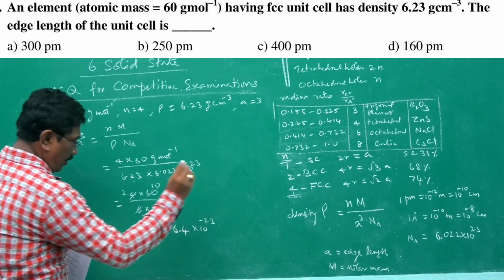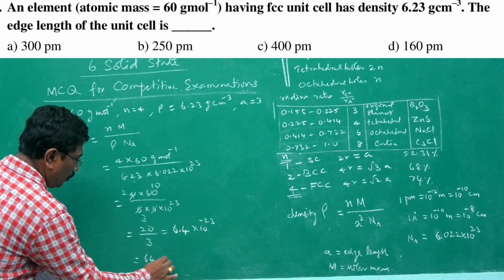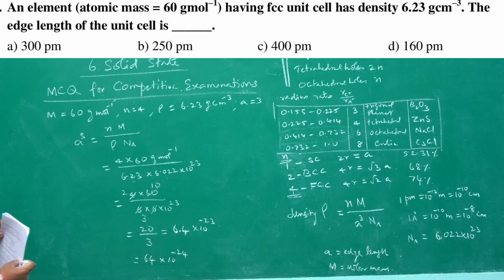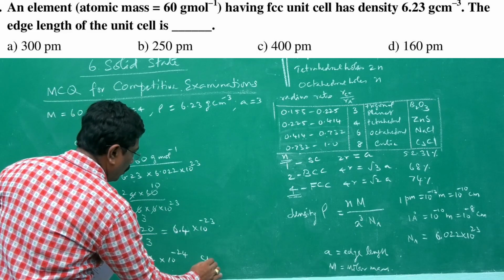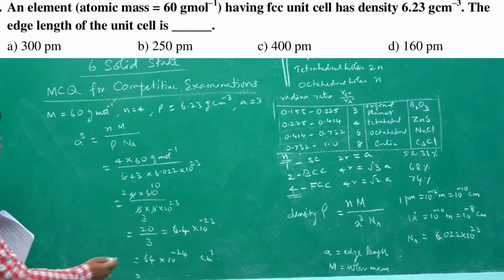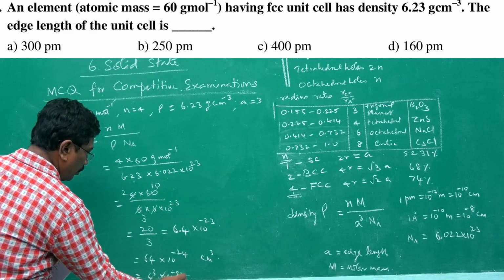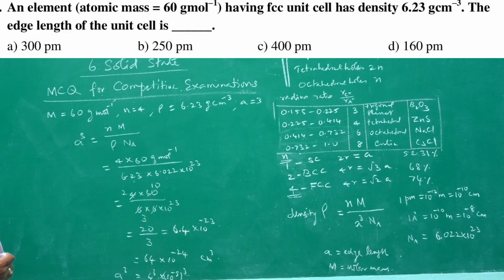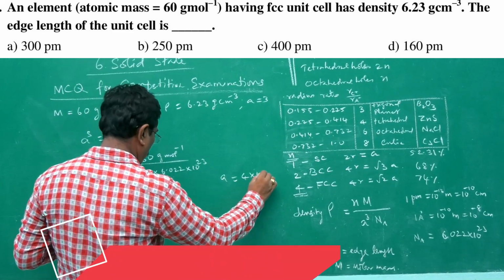When 10 power minus 23 goes over to the numerator, and I multiply it by 10, it will become 64, and I can divide it by 10, so 10 power minus 24. The unit will be gram per centimeter cube, and therefore centimeter cube will be there. So if I take the cube root, it may be 4 into 4 into 4, 4 cube. It may be 10 power minus 8 cube, whole cube. So a cube is equal to 4 cube into 10 power minus 8 cube, which comes to a is equal to 4 into 10 power minus 8 centimeter.